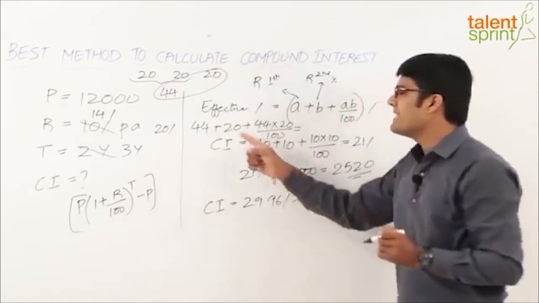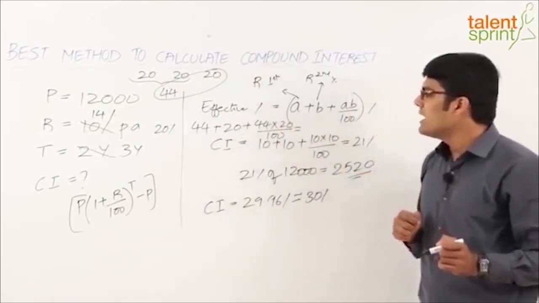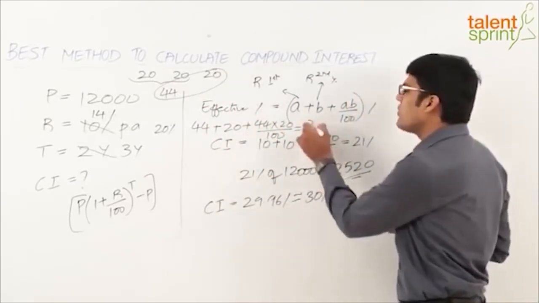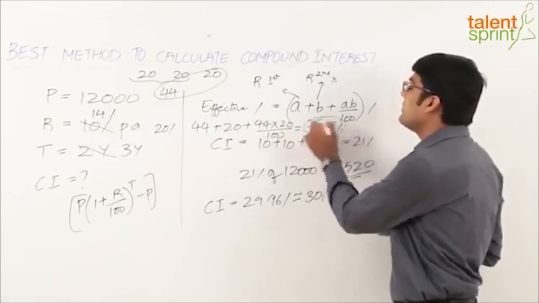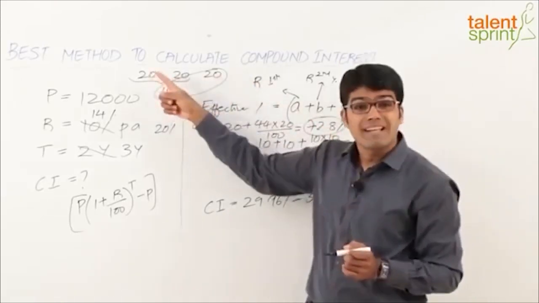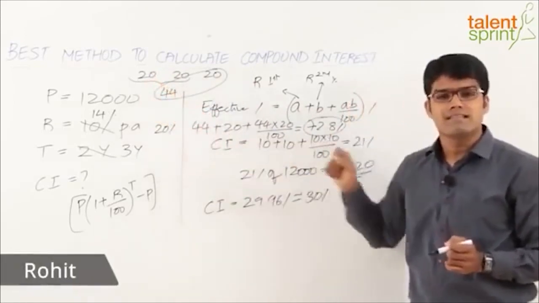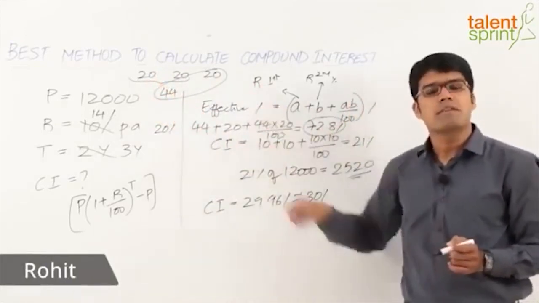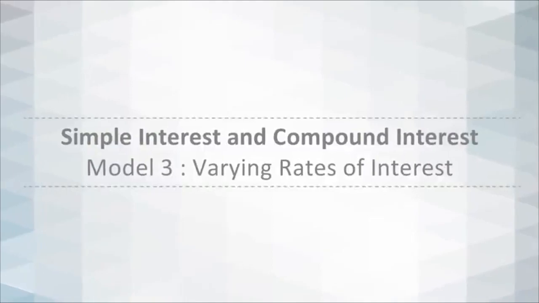So 44 plus 20 is 64, and this is going to be 8.8. So we can say 72.8 is the total compound interest when the rate of interest is 20% per annum and the time period is 3 years. So 72.8% of the principal will give us the final answer.